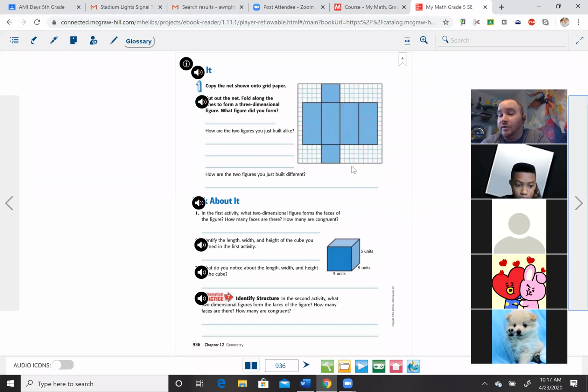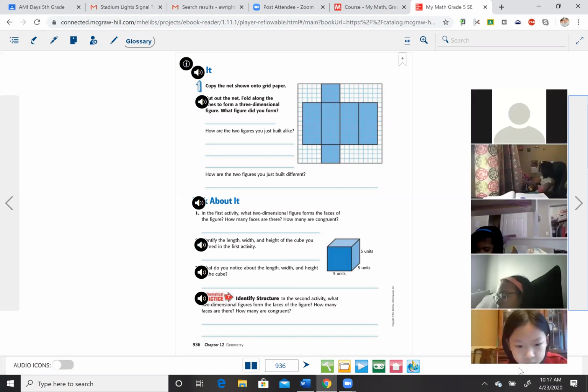Since I have you unmuted, I'm going to ask you this third question. What do you notice about the length, width, and height of this cube? Do you notice anything? They are all 5 units. Boom, because it's a cube, so each edge is going to be the same unit. Perfect. Thank you, Alex.